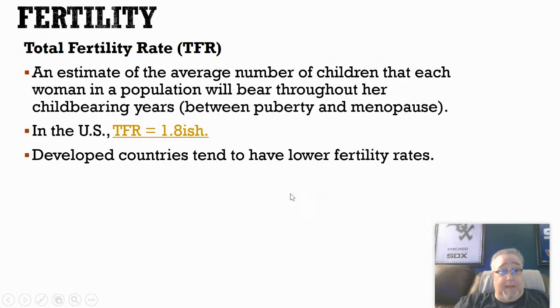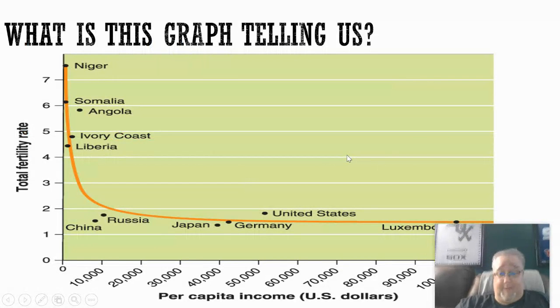In the developed world, most countries are around there. They're around that 1.8 range. Might be a little higher, maybe a little bit lower, depending on the country. But developed countries, in general, tend to have lower fertility rates.